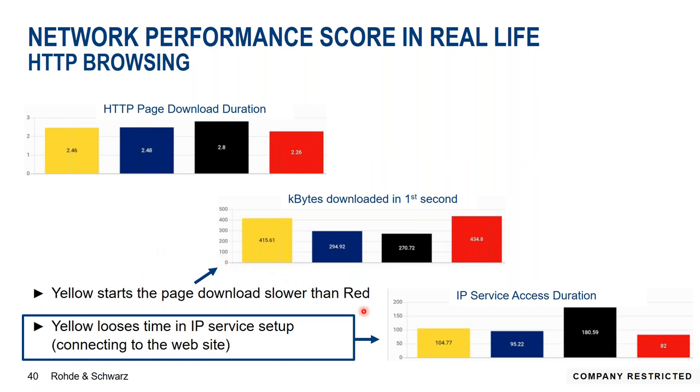You can actually see that although in this case yellow starts downloading the page slower than red, meaning the red operator starts downloading the website only after 82 milliseconds, but yellow takes 104 milliseconds before it starts the download. But because yellow has very high download rates, it is actually giving us a relatively good download duration.